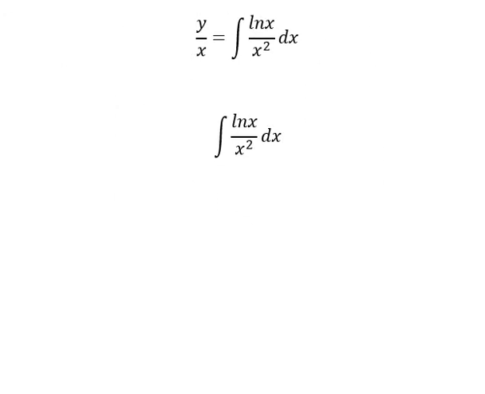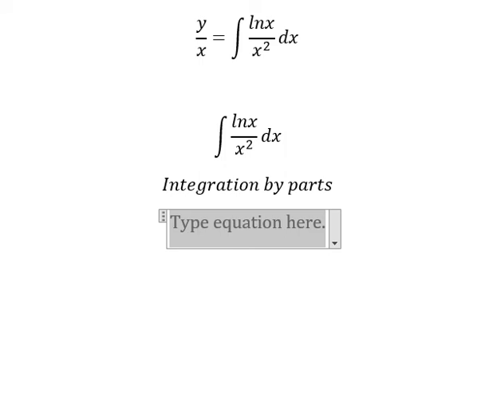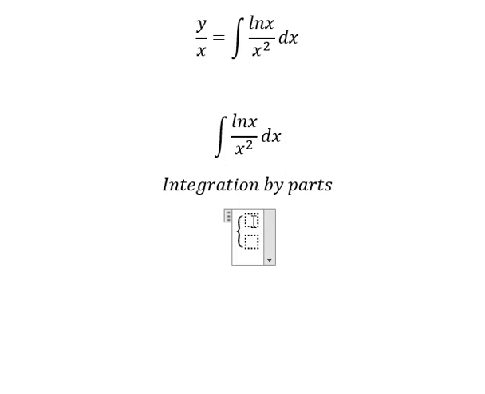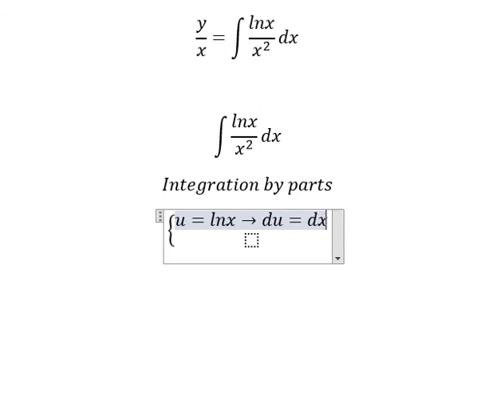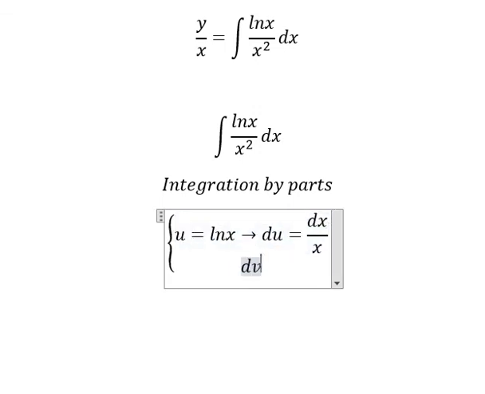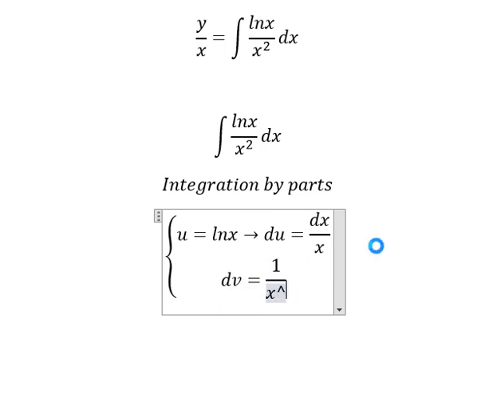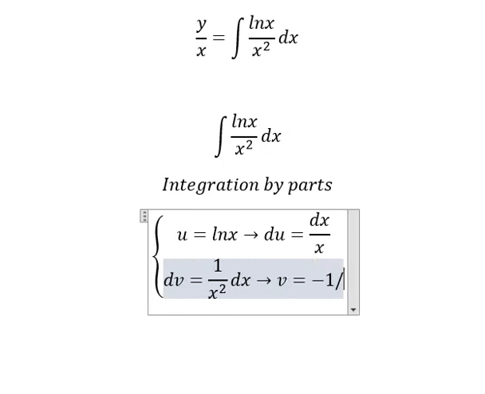So we can use integration by parts. So we can put u equals ln x. Later we take the first derivative for both sides, and we have dx over x. dv, we have 1 over x squared dx. The integration of this one, we have v equals negative 1 over x.